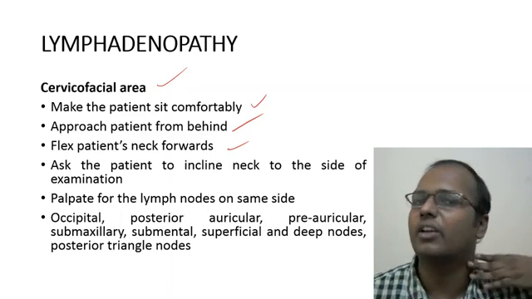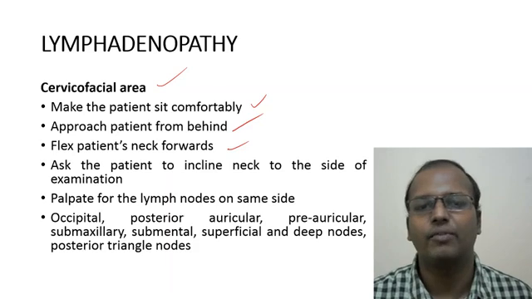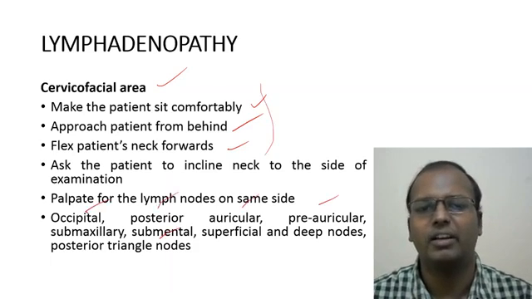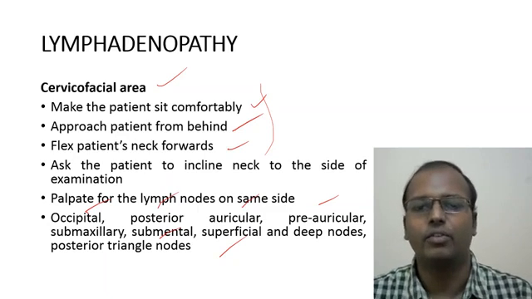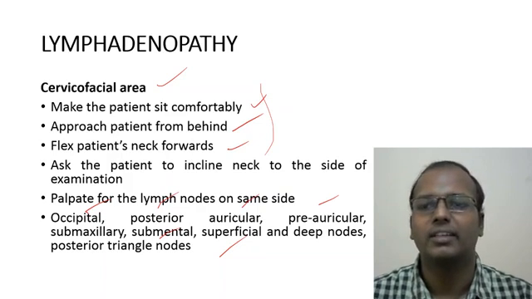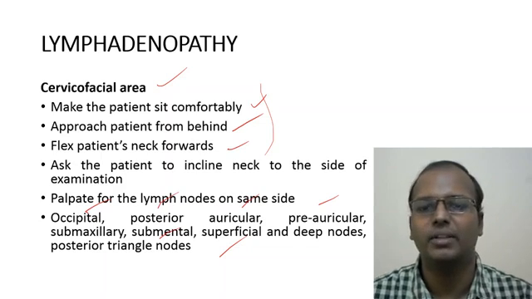Whereas if you examine the left side, then ask the patient to incline towards the left side. Palpate for the lymph nodes on the same side. Then occipital, posterior auricular, preauricular. These are the different groups of nodes which you should check for. Where do you get shotty lymph nodes? Yes, shotty lymph nodes in syphilis, lead shot like matted lymph nodes in tuberculosis, and rubbery in lymphoma. So these are the characteristic points which you should know about lymphadenopathy.